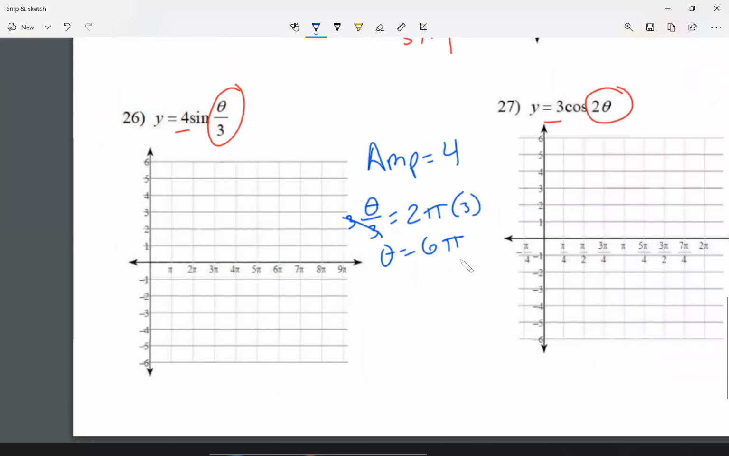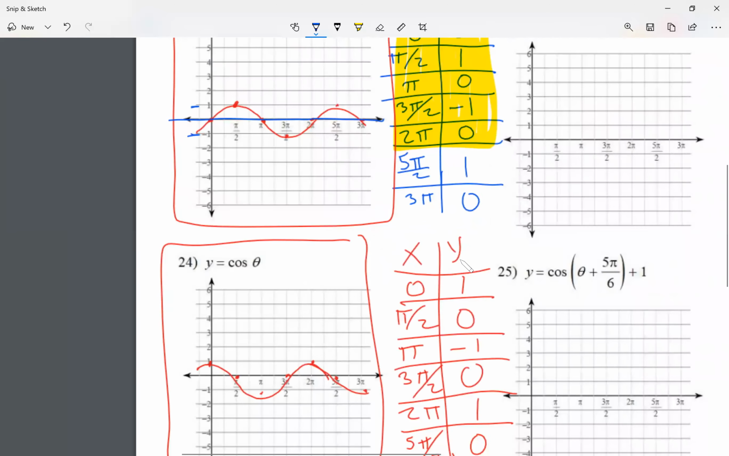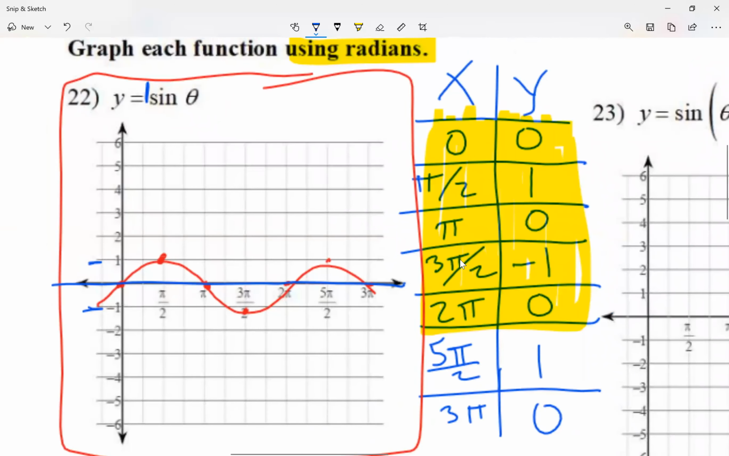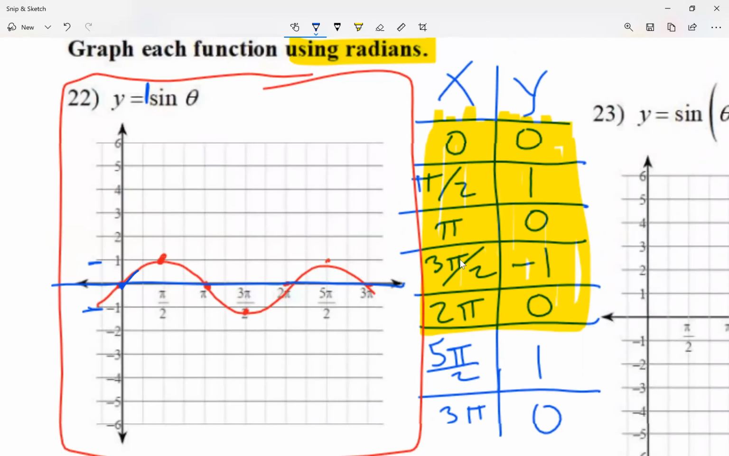Let me come back to the parent function. Let me highlight in blue one period. So for sine, starting here at 0, 0, it gets this figure right here. So it takes 2 pi to repeat. Notice how in the center it is 0. So 0, pi, and 2 pi is where I'm going to have my zeros.